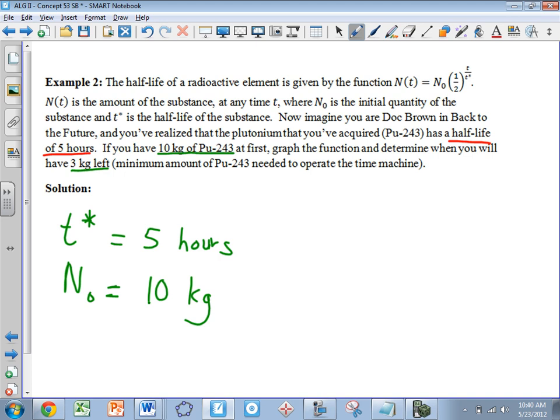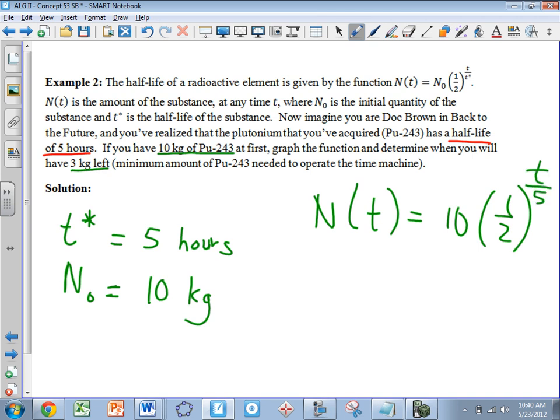So let's first of all plug these two values into the function. Let's write the function down. That's what we should have when we just plug in the numbers. Again, all I'm doing right now is taking our 5 in for T star, and our 10 is going in for our initial condition. Okay, so we've got an initial condition of 10, we've got a half-life of 5 hours. This is a tough problem though, because it says, determine when you have 3 kilograms left.